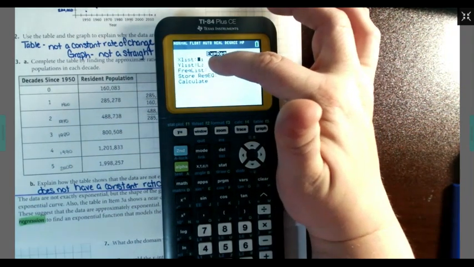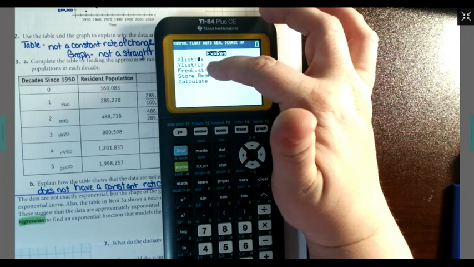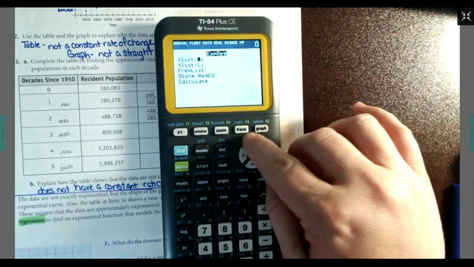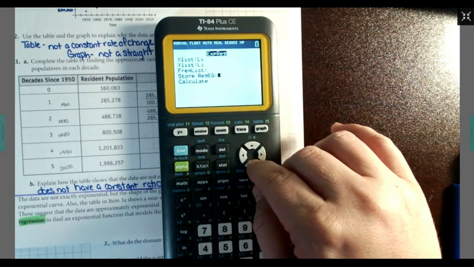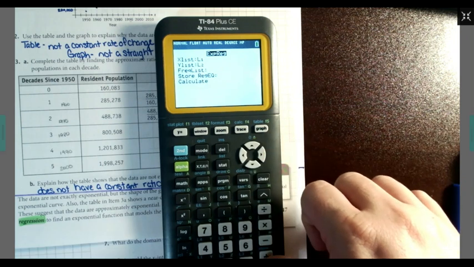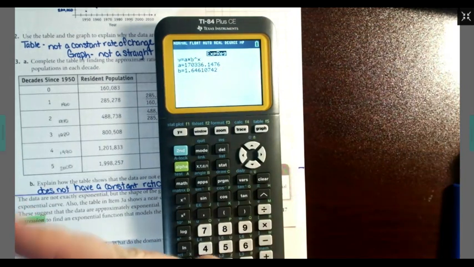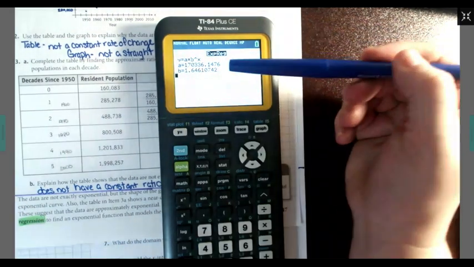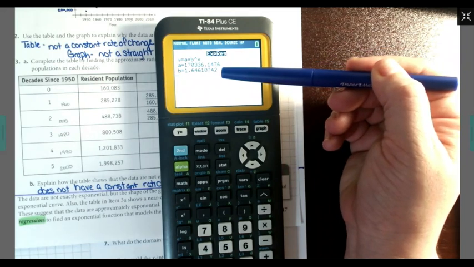It's going to ask you where your X data is saved. We saved that in the column L1. It's going to ask me where my Y data is saved. That's in the column of L2. I don't need to talk about the frequency list. I don't need to store the regression. I'm just going to go to calculate. It's going to generate two numbers for me, the number A and the number B.